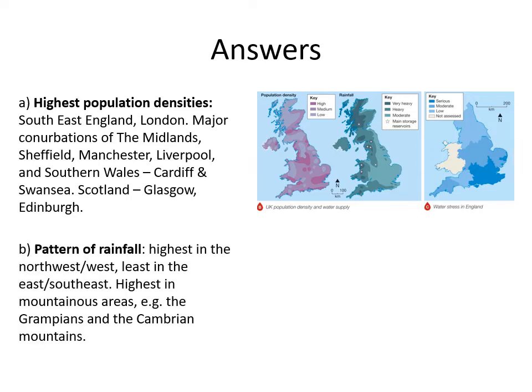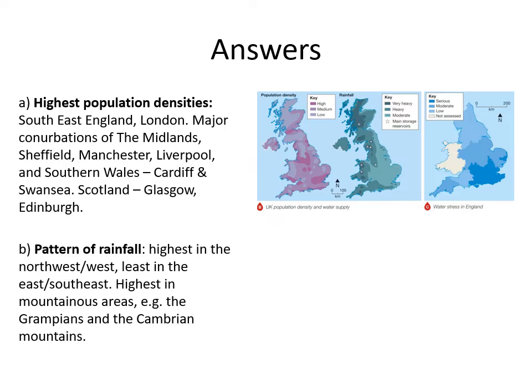So rainfall is highest in the northwest and the west, and least in the east or the southeast. There's your simple, basic pattern there. You may have also added, and you can add this if you haven't, that it's highest in the mountainous areas. If you have a good knowledge of UK physical geography, it's highest in the mountainous areas.